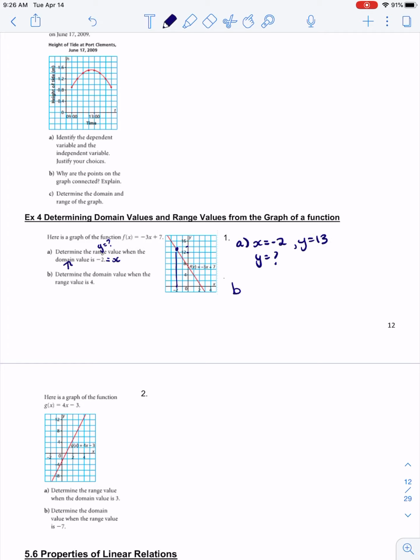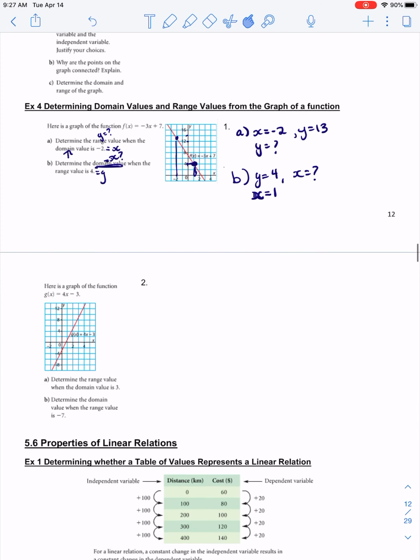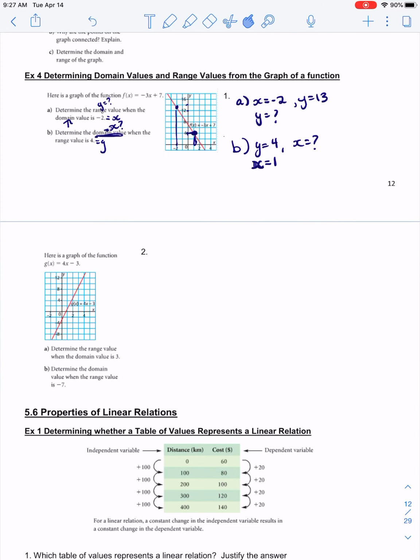There we go. And B, determine the domain value. So what does x equal when the range value, that's your y, is 4? So y is equal to 4. What does x equal? When y is 4, that's on my vertical axis. Here's 4, and that's what y will be, which is 1. Or sorry, x. Oops. X equals 1. That's it. Okay, the next question is very, very similar, so I'm going to get you to try that on your own as well.